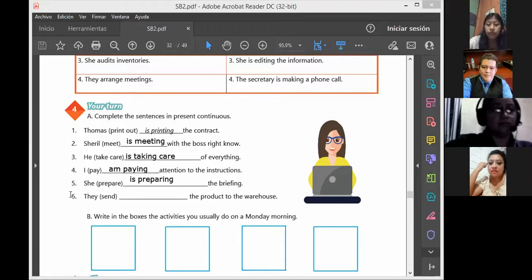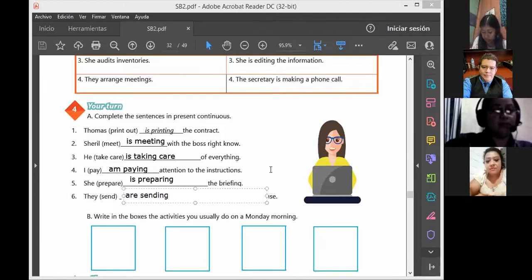We cannot hear you, Maida. I'm reading your lips, but I cannot hear you. Everybody, please help Maida. They are in the warehouse. Okay, great. They are sending. Excellent. Sending. All right. There we are. They are sending the product to the warehouse.